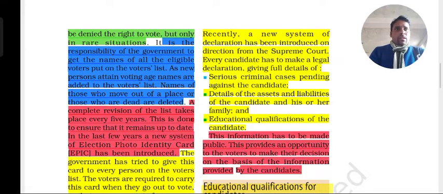The serious criminal cases pending against the candidate. If any type of criminal cases are pending against the person, that has to be brought to the people, and everyone should know about that, okay.